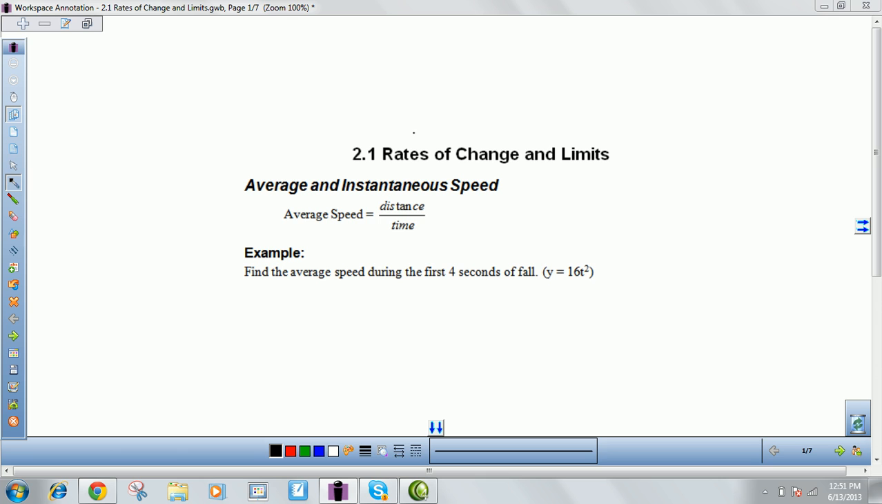In algebra, you've been doing all average rates of change. In calculus, we're going to be doing instantaneous rates of change. So there is a difference. All right, so let's go ahead and get started. First of all, average rate of change. Let's just talk about that.